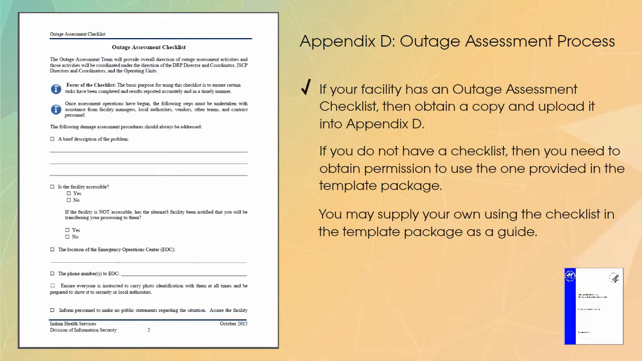If your facility has an outage assessment checklist, then obtain a copy and upload it into Appendix D. If you do not have a checklist, then you need to obtain permission to use the one provided in the template package. You may supply your own using the checklist in the template package as a guide.